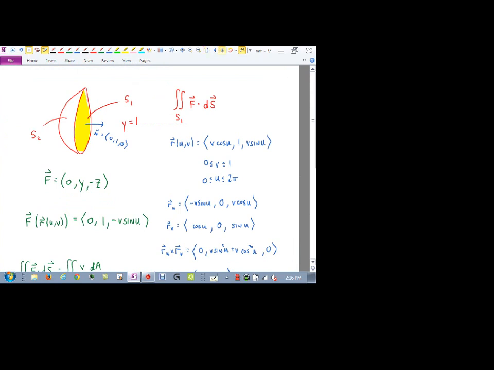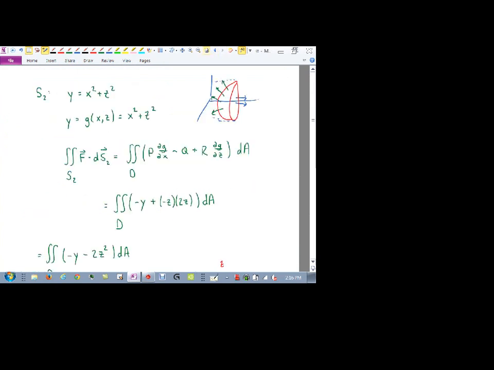Y'all follow me on this? Okay. Let me draw this thing. Let's call this one S1 in the front here. That back side, we'll call it S2. The bottom side there, call that S3. And then we'll call this one S4.